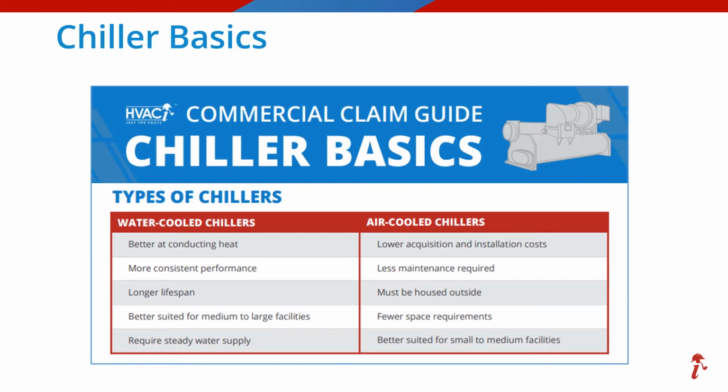We're now going to end our presentation today with chiller basics. On the screen, you will see some information from one of our many educational materials. And right off the bat, you can see there are two main types of chillers, and those would be water-cooled and air-cooled. And there you have the answer to that last knowledge check question. The two main types of chillers are water-cooled and air-cooled.